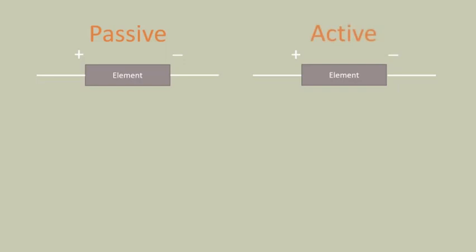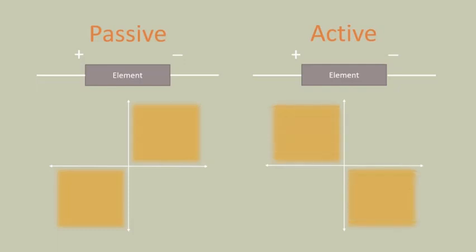These terms are used to determine in which quadrant the waveform lies. If the waveform is present in the first and third quadrant, the element is passive. If the waveform is present in the second and fourth quadrant, it is an active element.